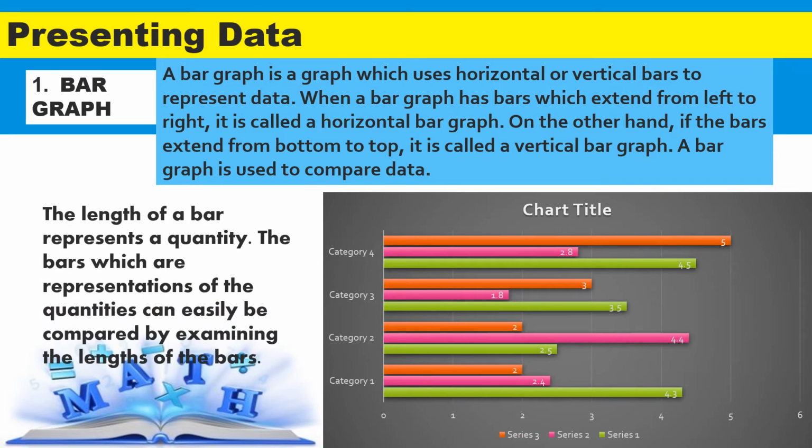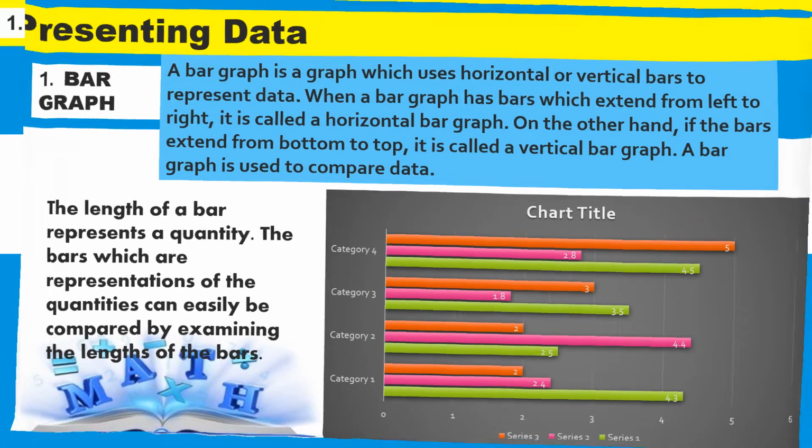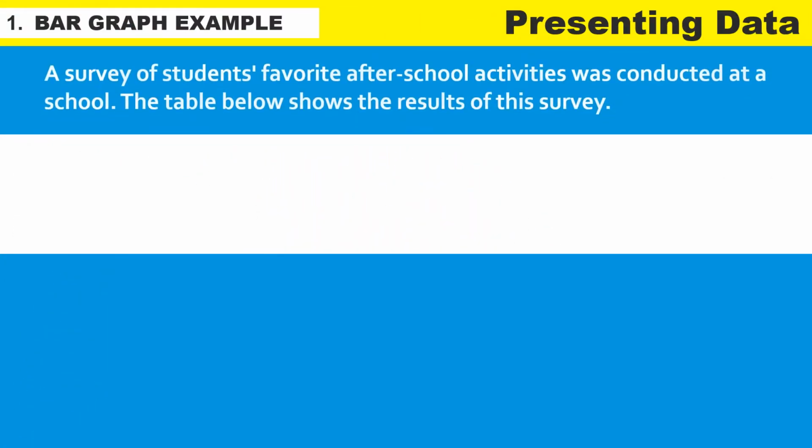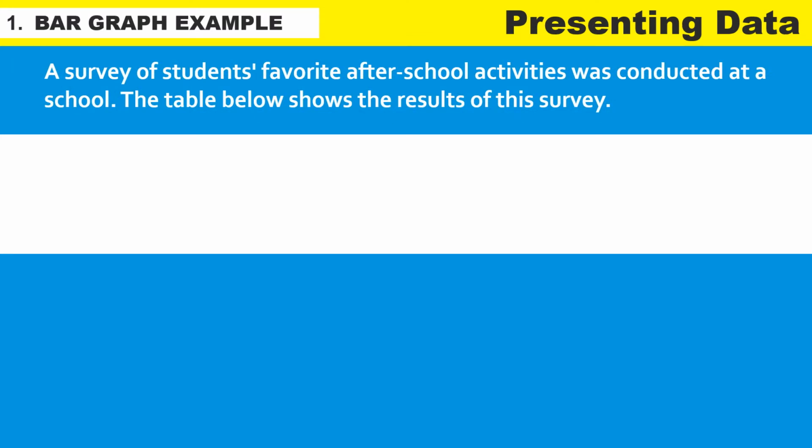The length of a bar represents a quantity. The bars, which are representations of the quantities, can easily be compared by examining the lengths of the bars. For example, a survey of students' favorite after-school activities was conducted at a school. The table below shows the result of this survey.